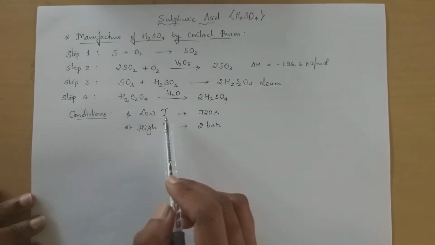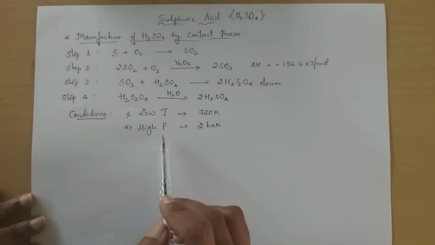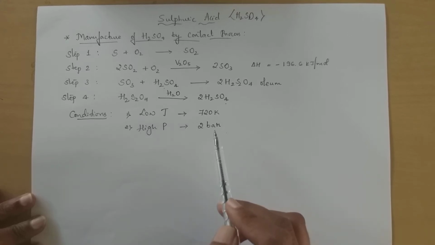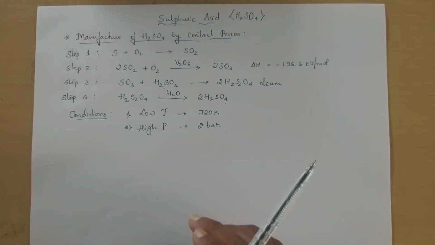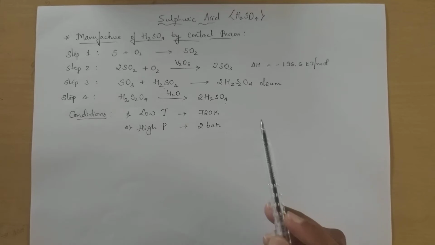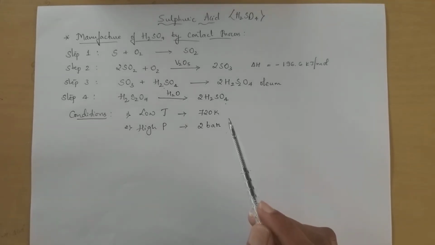Clear? So low temperature has to be maintained, around 720 Kelvin. High pressure has to be maintained, about 2 bar pressure. This helps in decreasing the number of moles of gas, so that finally we are going to prepare H2SO4. So this is about the manufacture of H2SO4 by the contact process.